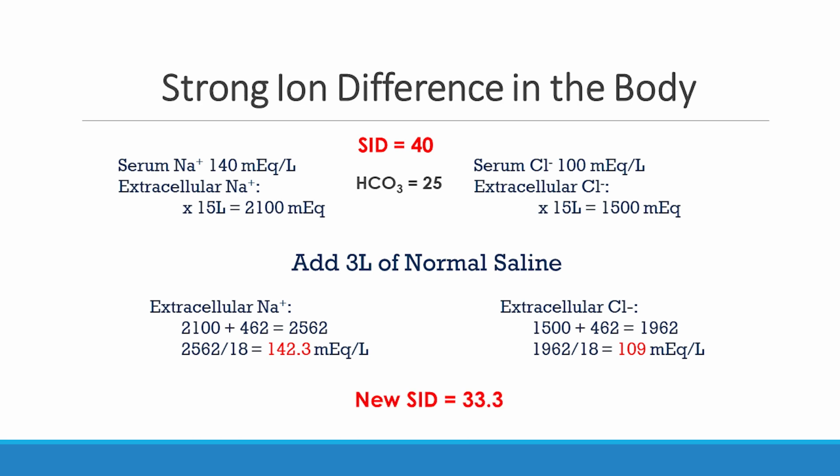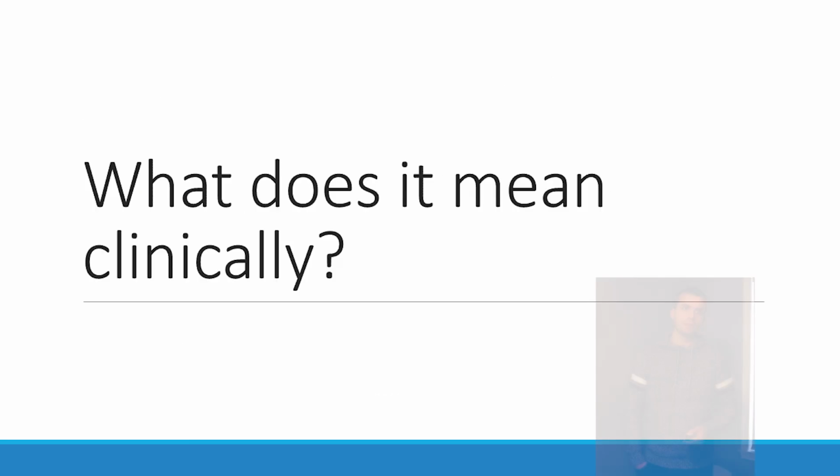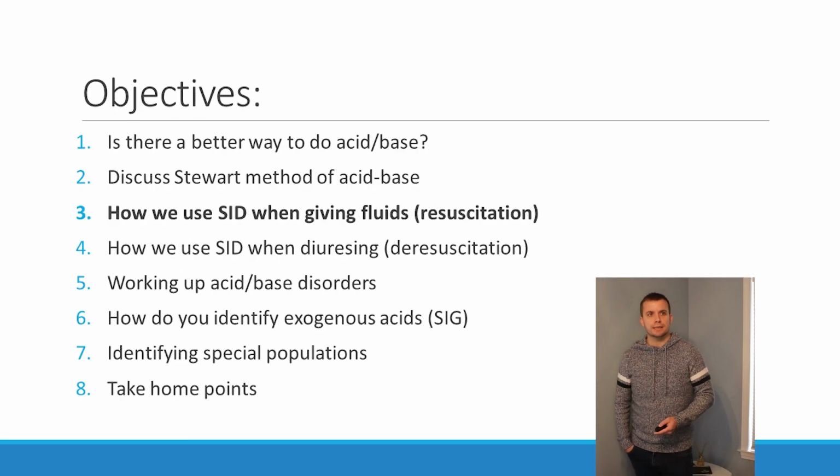And that drops that SID to 33.3 and it drops the bicarb to 18. So now you've given them a pretty significant non-anion gap metabolic acidosis just by giving 3 liters of normal saline. So if somebody comes in with a bicarb of 18, you're going to assume that they're pretty sick. But now we're just giving people bicarbs of 18 because we're giving them normal saline whenever there's a lot of other options out there. So what does it mean clinically?